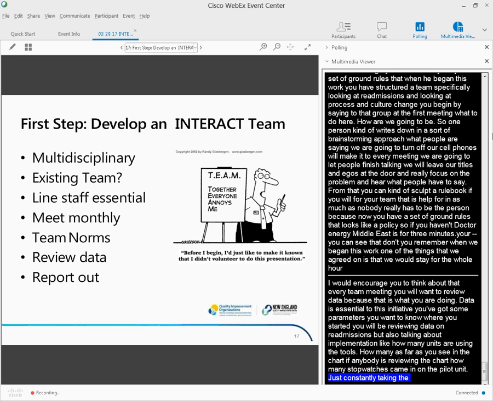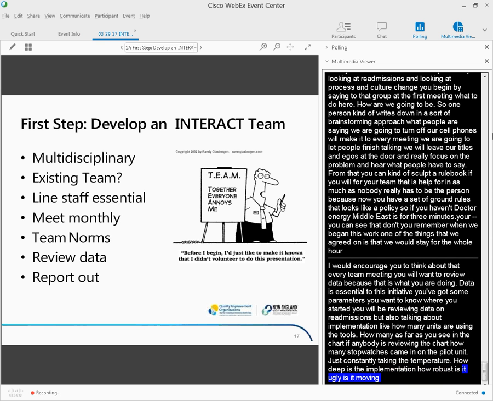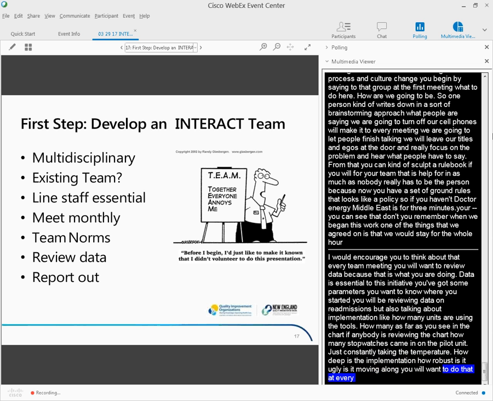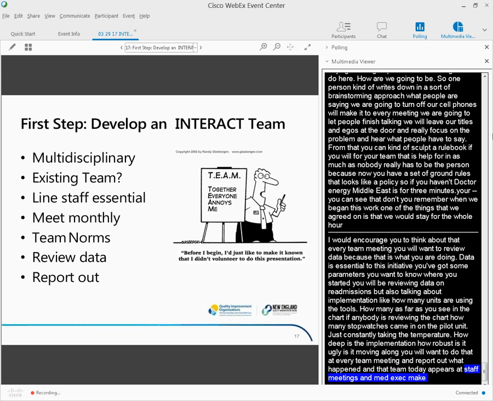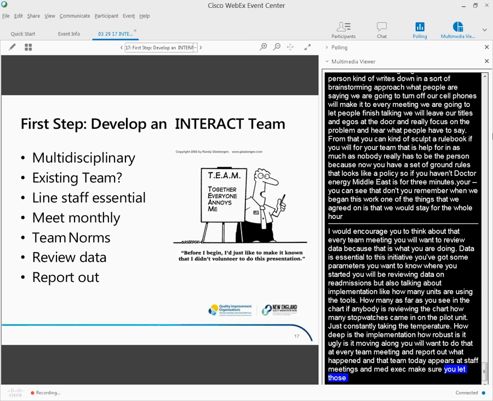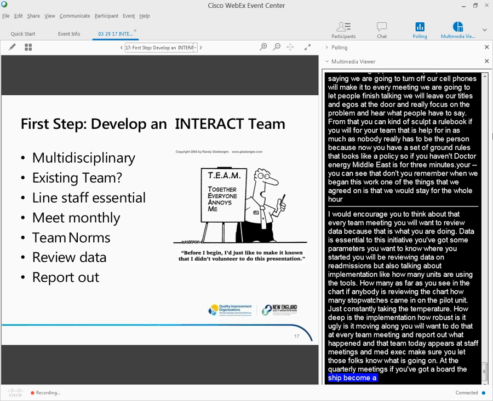And report out. Have someone report out what happened in that team to their peers, at staff meetings, at med exec. Make sure you let those folks know what's going on. At your quarterly meetings, if you've got a board, whatever meeting, this should become a standing agenda item on any regularly scheduled meeting you have, and report out on how Interact is going. So again, team basics.